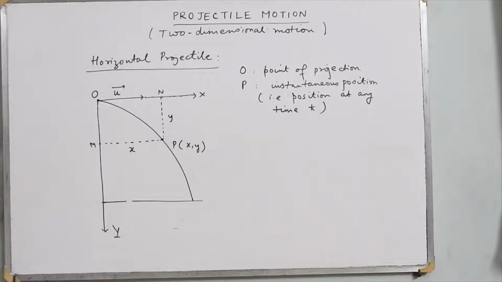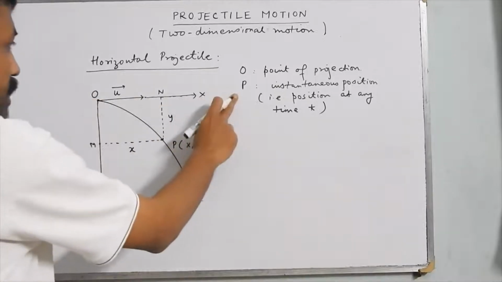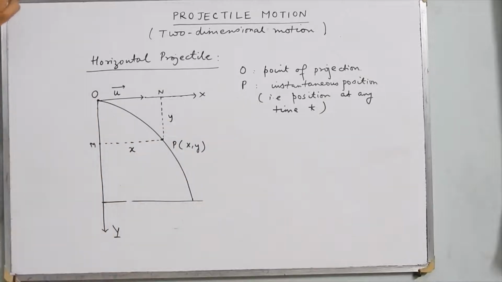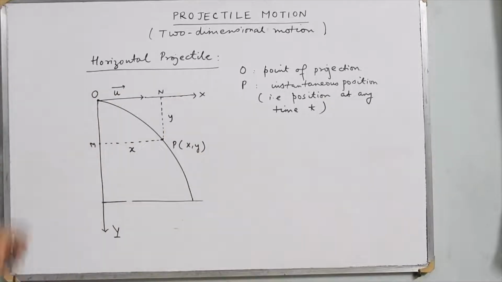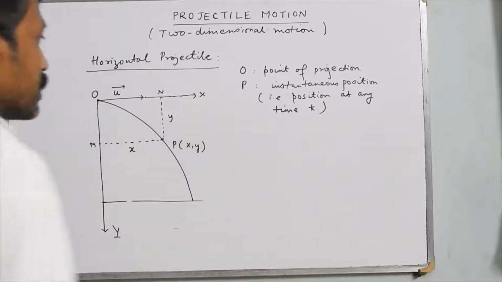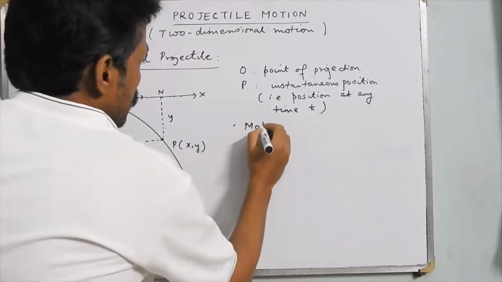Though this path is a curved one and the motion is a two-dimensional motion, we shall analyze it with respect to two independent one-dimensional motions, one along the horizontal direction and one along the vertical direction. I have already told that the motion of the projectile is purely controlled by gravity, so the force acting on the projectile is the force of gravity, acting vertically downwards. There is no force along the horizontal direction. As there is no force along the horizontal direction, the motion along the horizontal direction is uniform motion.